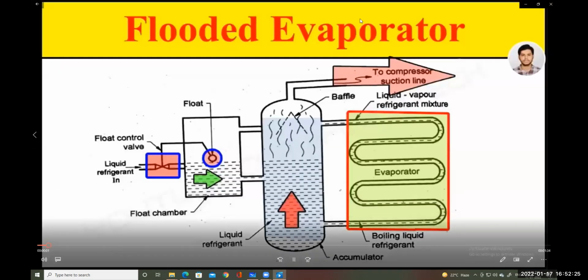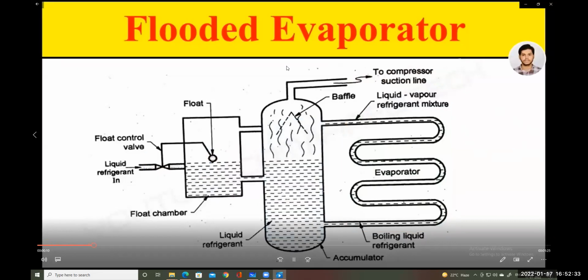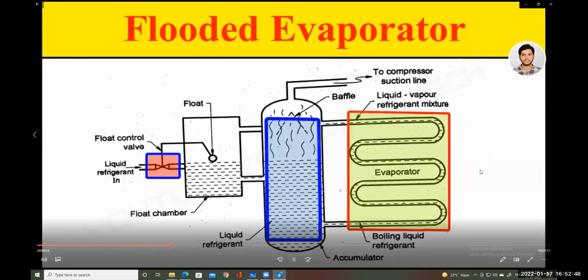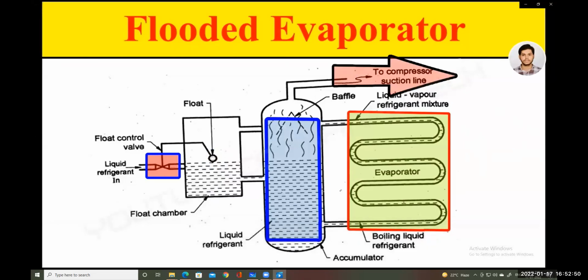So hello everyone, in this video I will show you working of flooded evaporator. In flooded evaporator, a constant liquid refrigerant level is always maintained. Float control valve is used in an expansion device which maintains constant liquid level in evaporator. Accumulator is placed between evaporator and compressor. It catches any liquid droplet that passes over and drains it back.